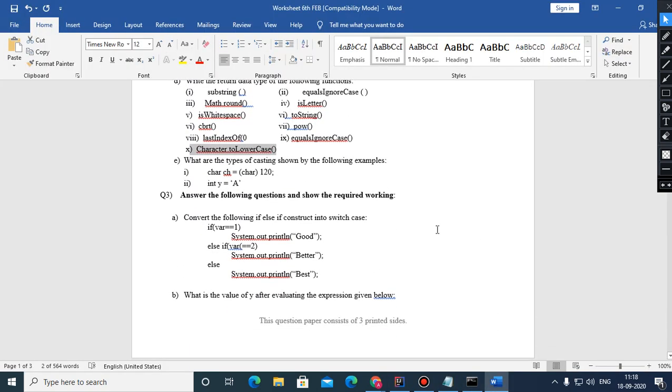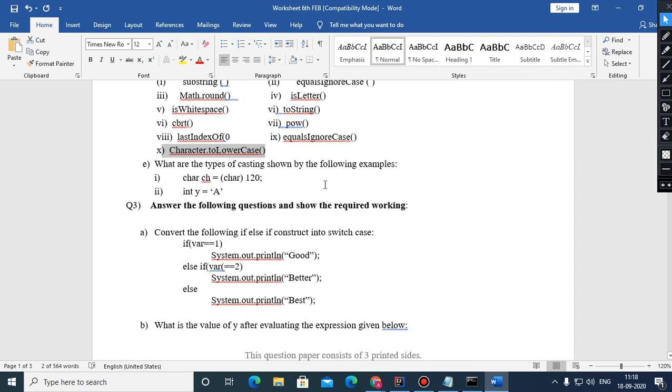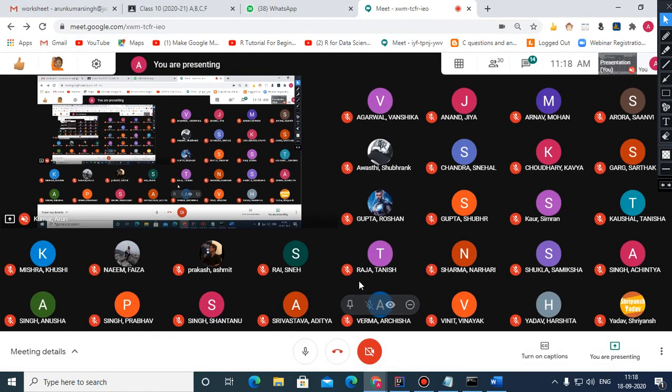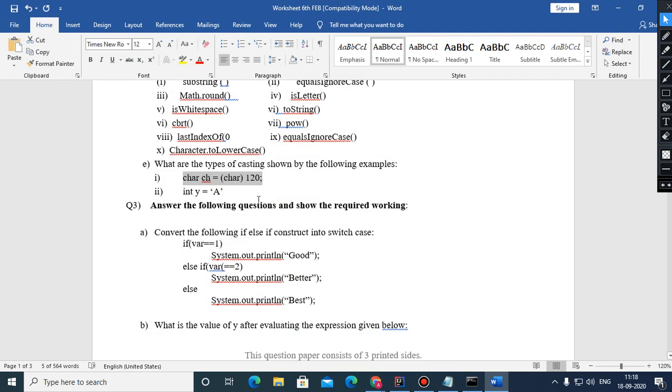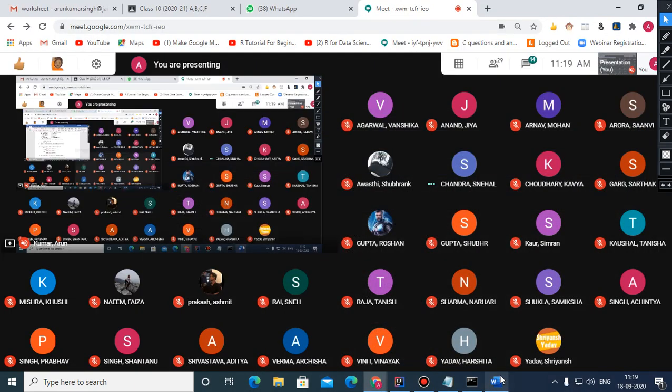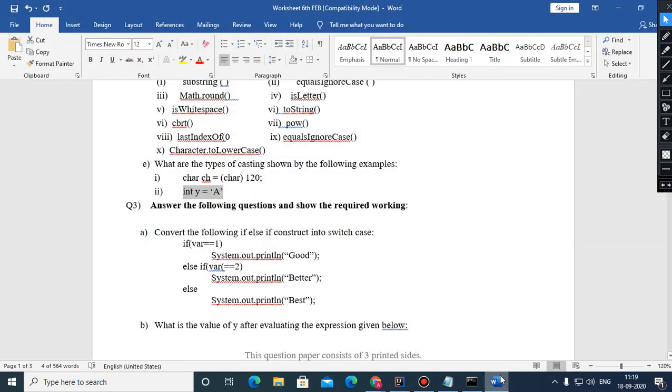Okay, now next. What are the types of casting shown in the following examples? This is what type of casting? Explicit. And this time only the student whom I call will reply. Now Faiza Naeem. The second expression is what type of typecasting? Snehal Chandra. Reply, beta. What is the answer of this one? The second part. Implicit type conversion, because a character to ASCII value change is there, and that will get stored in this variable y.